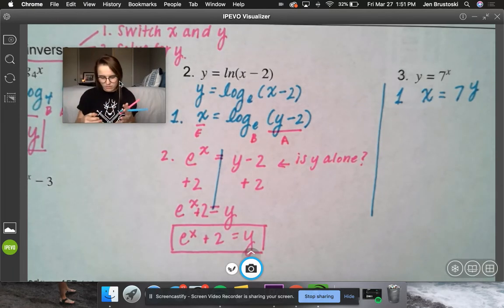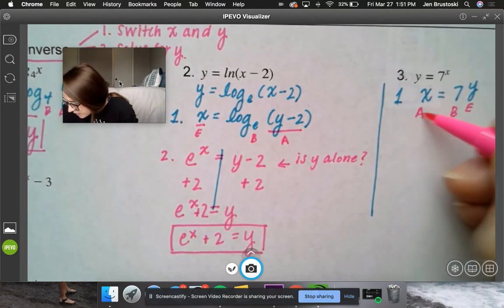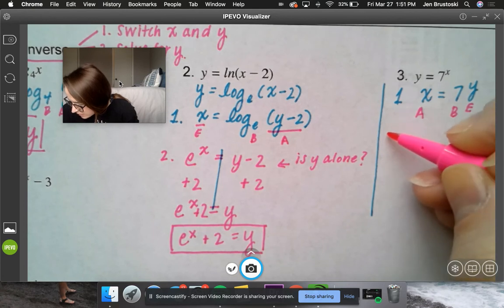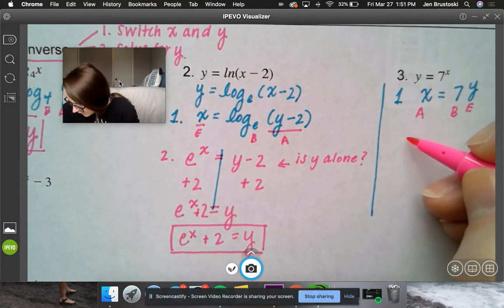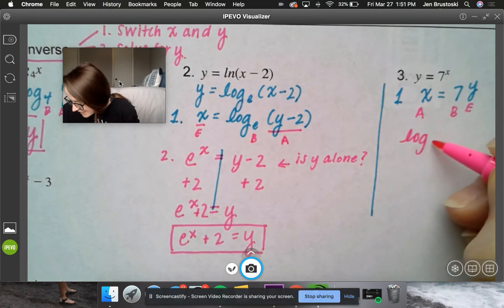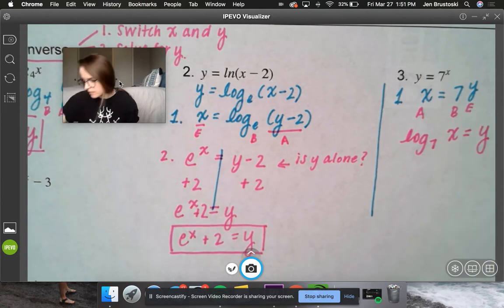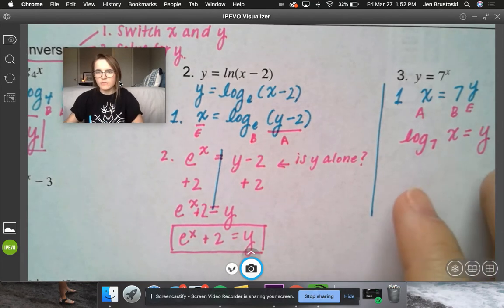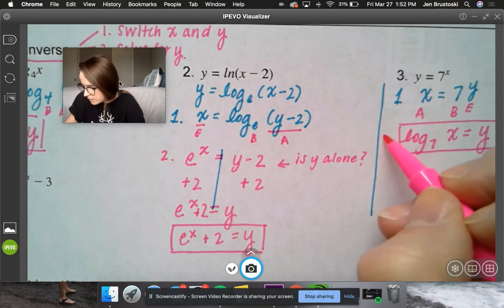Here is my base, my exponent, and my answer. So I'm going to log it, so that's, I'm blanking. It is going to be log base b of a equals e. So that's the log. All right. We ask ourselves, is y by itself? It is. So this right here is our answer. That was step 2.